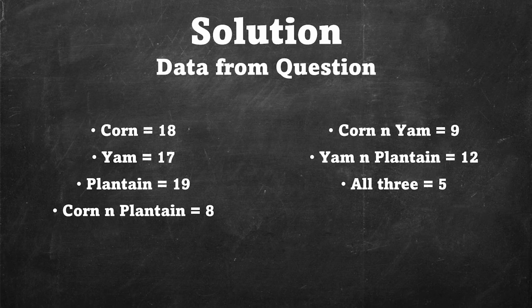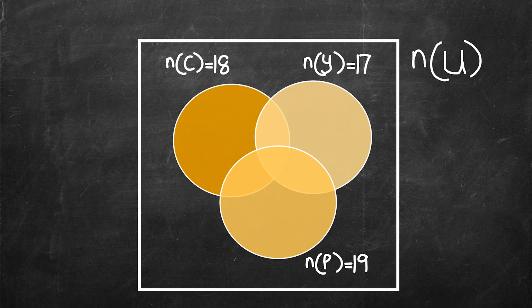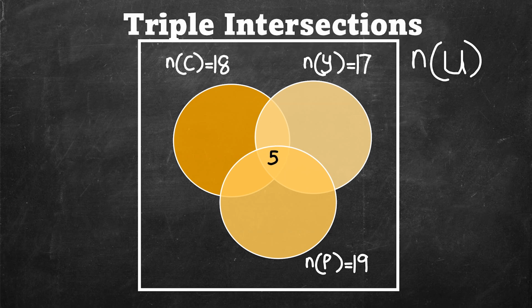Step 1. Place the 5 in the center of the diagram. That's the triple intersection. Step 2. Subtract to find the overlaps.